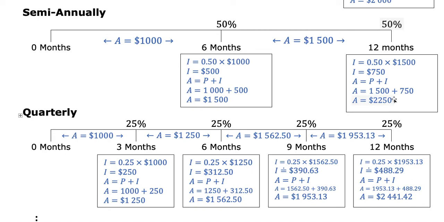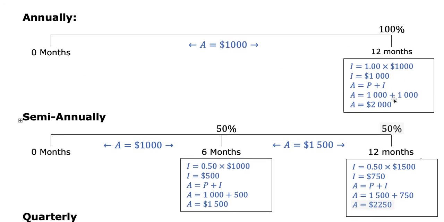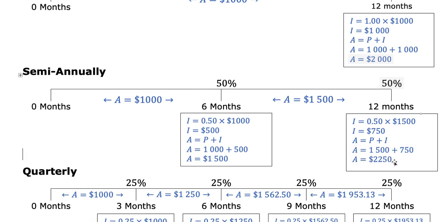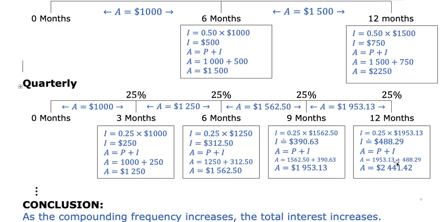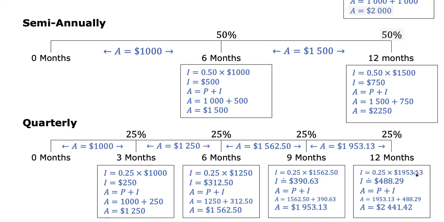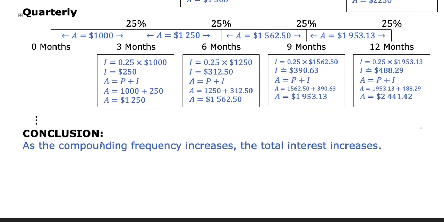$2,441.42. So investigating the differences between different compounding frequencies and the total amount that has been accumulated: $2,000 for annually, $2,250 for semi-annually, and then lastly for quarterly, $2,441.42. So as the frequency of compounding intervals increases, the total interest increases. As the compounding frequency increases, the total interest increases.